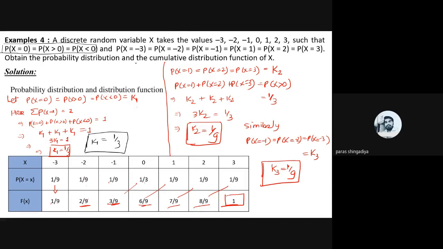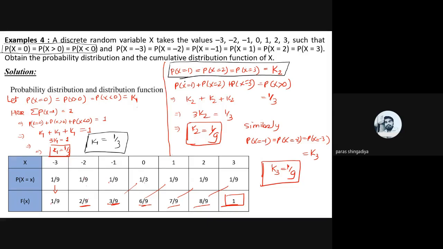Clear? Okay, here the probability for x greater than 0 is 1 by 3. So how many values are positive? 1, 2, and 3 are the positive values. Okay, non-zero. So here the probability for x equal to 1, probability for x equal to 2 and probability for x equal to 3 are also equal. The answer of all three is the same, they are in equal form. So let us suppose this part is equal to k2. We have to find k2 as the probability for 1, 2 and 3.